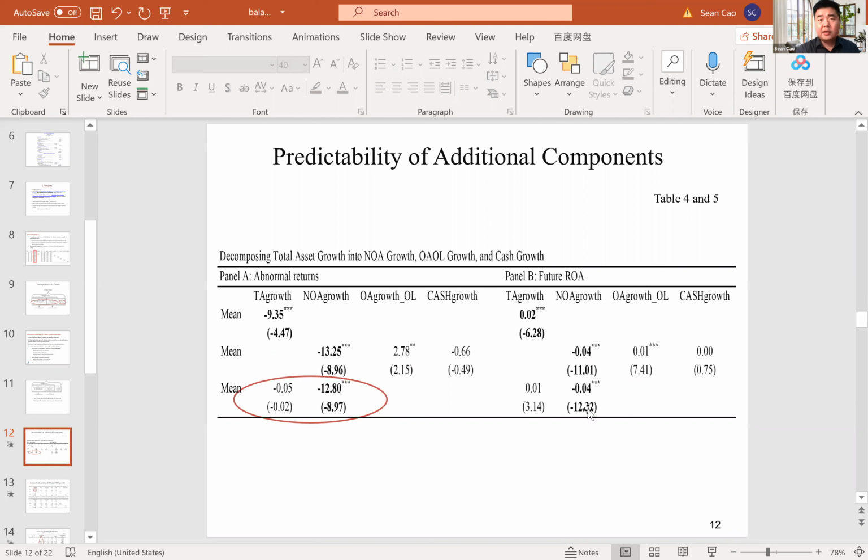We see, with ROA, only the NOA growth loads and the total asset growth does not load. Same thing here. When you predict the future stock returns, we have the same pattern. So here we get the test. What does the test tell you? The test tells you that, consistent with our prediction, NOA growth is the bad growth. When the growth is purely financed by investors, bank loans and the bond market, it is bad growth. The total asset growth contains both good growth and bad growth. It kind of supports the argument.